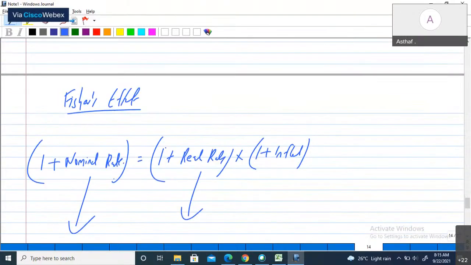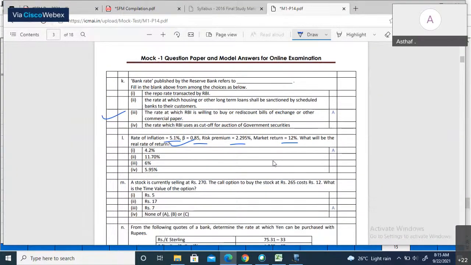This is your real rate formula: nominal rate, real rate, inflation. Here they have given the rate of beta risk and market return. What will be the real rate of it? You can approach it the same way we discussed.